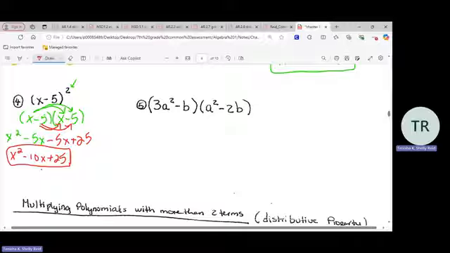Now let's look at number 5. You can, but I wanted to do it because it might be a little challenging. It's still first term and first term. Numbers first, so 3 times 1 is going to give me 3. A squared times a squared is going to give us a to the fourth power.